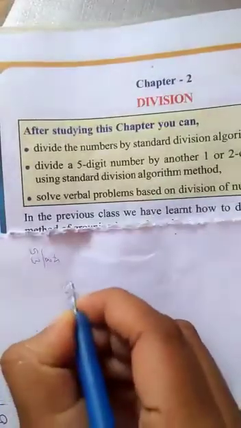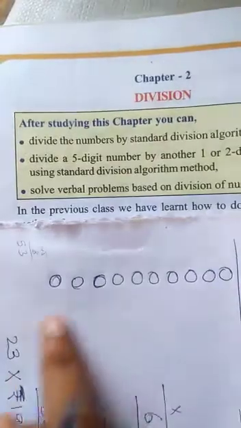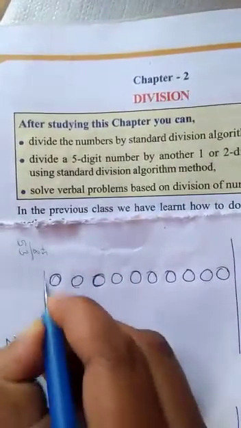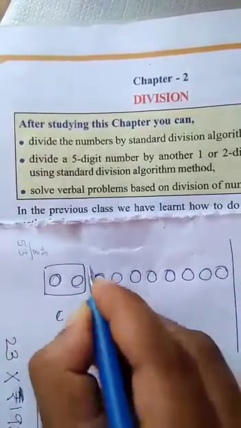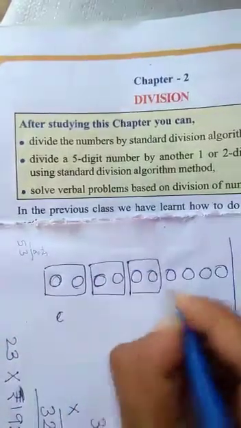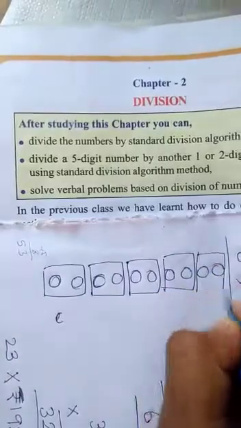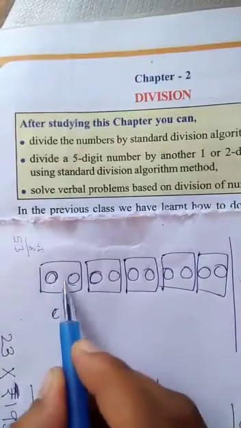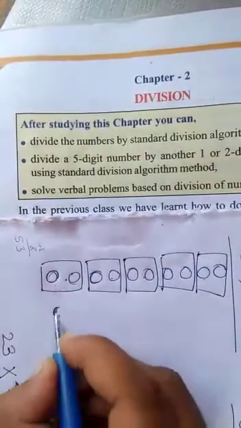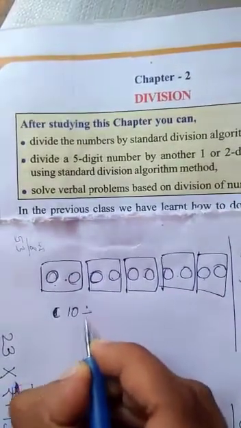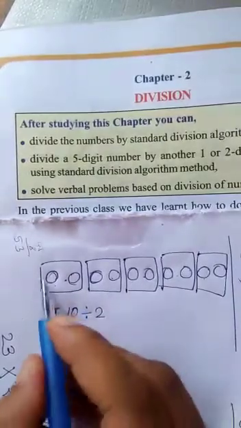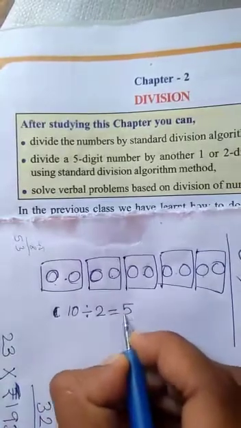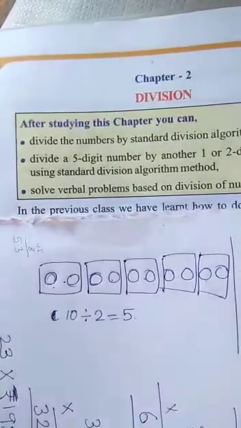Consider 10 balls. 10 balls we can group like this, 2 in each. 1, 2, 3, 4, 5. And total how many groups? 1, 2, 3, 4, 5 groups. That means 10 divided by 2, 10 balls and each group has 2 balls, is equal to 5. Total number of groups is 5.